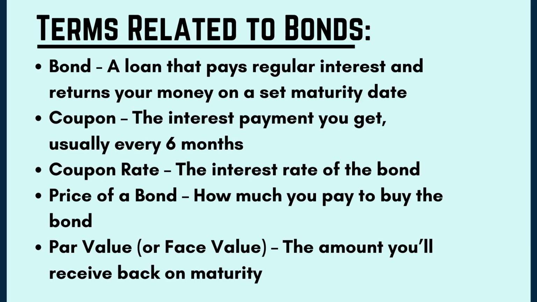Bond: a loan that pays regular interest and returns your money on a set maturity date. Coupon: the interest payment you get, usually every 6 months. Coupon rate: the interest rate of the bond. Price of a bond: how much you pay to buy a bond. Par value or face value: the amount you receive back on maturity.